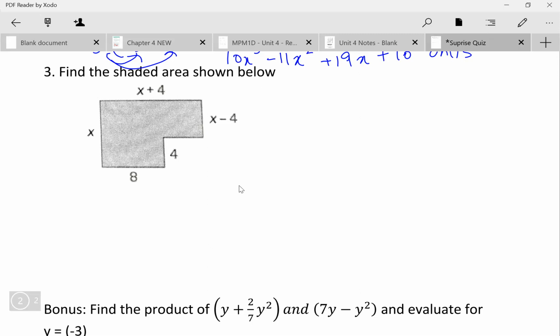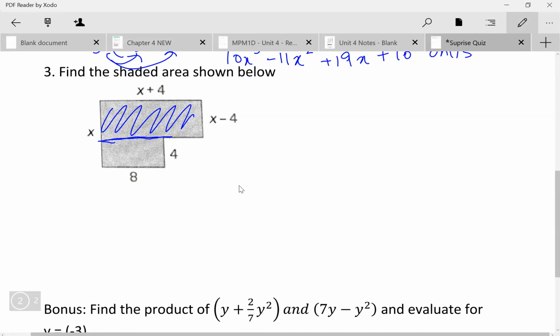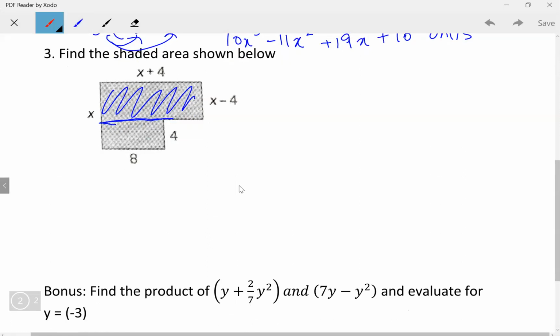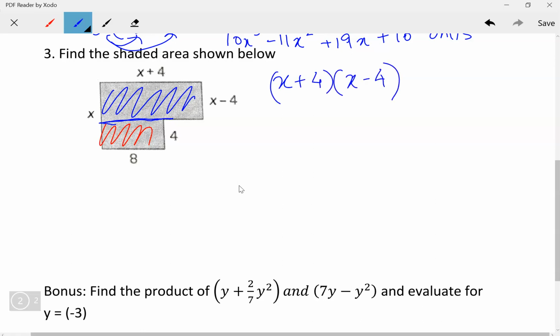Find the shaded area shown below. Okay, we have a complex figure, as in we have a combination of two different figures. So what I'm going to do is split the rectangle right here and call this rectangle part 1, and then the other part here will be rectangle part 2. So for part 1 rectangle, we know that we have to do x plus 4 times x minus 4. So that's what we're going to do with our first rectangle.